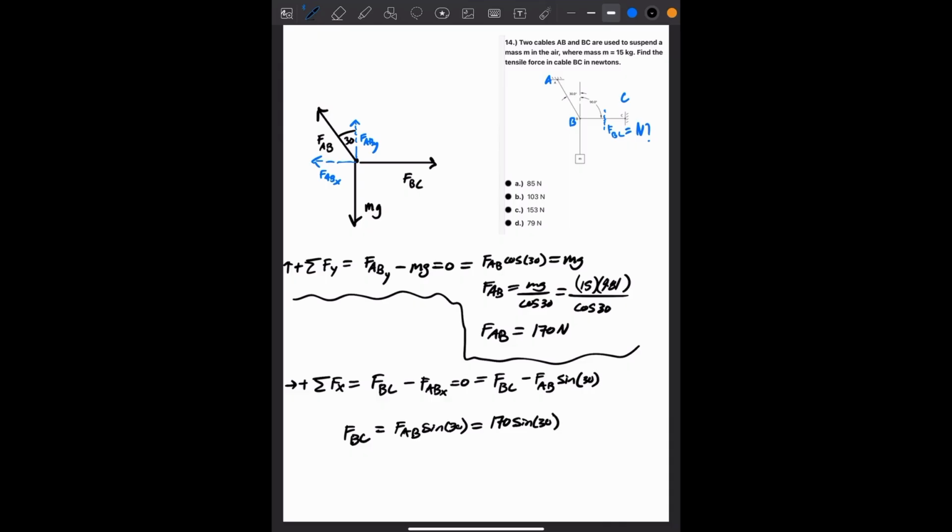So let's punch that in the calculator, and we come up with FBC is equal to 85 newtons. So that would be answer selection A.